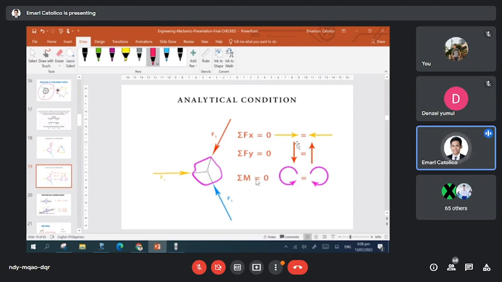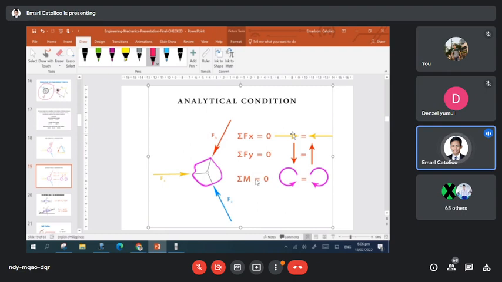So, mas madali siyang isolve kapag i-equate mo na lang yung lahat ng, like for example, sa x, lahat ng forces sa right is equals to forces on left. Same with y, equate mo na lang din, no? Mas mabilis siyang isolve ng ganyan. Then, sa moment, clockwise and counterclockwise, since equals lang naman sa zero yan, no? So, yun yung pinakamadaling approach when it comes to analytical condition.